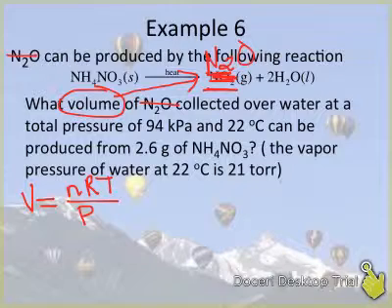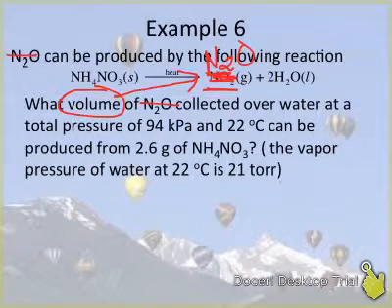We can't have grams of NH4NO3, can we? Nope, we have to have moles. So I skipped a step. 2.6 grams. And I'm definitely not writing that over and over again. Ammonium nitrate.